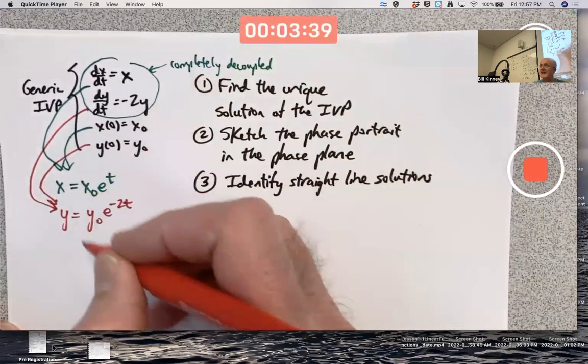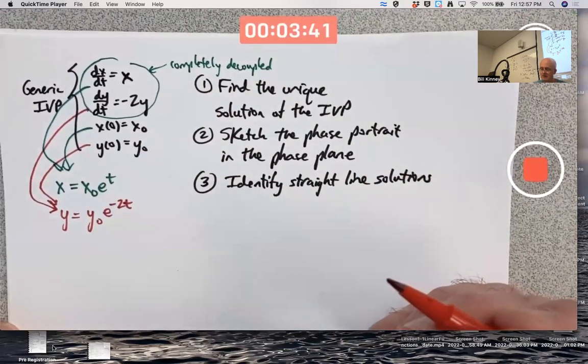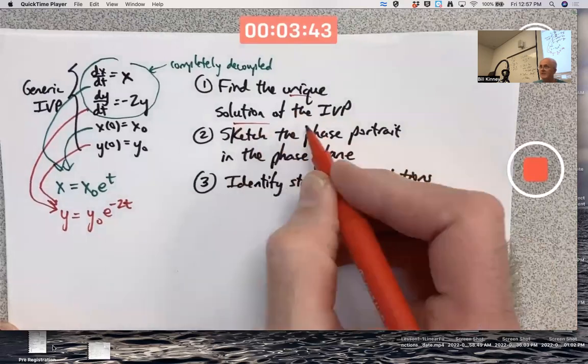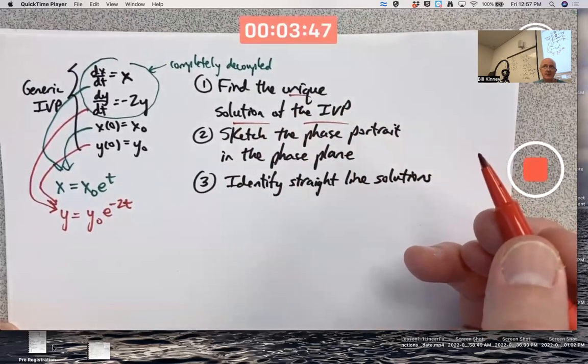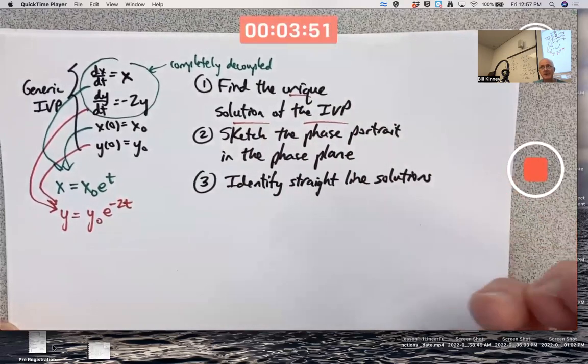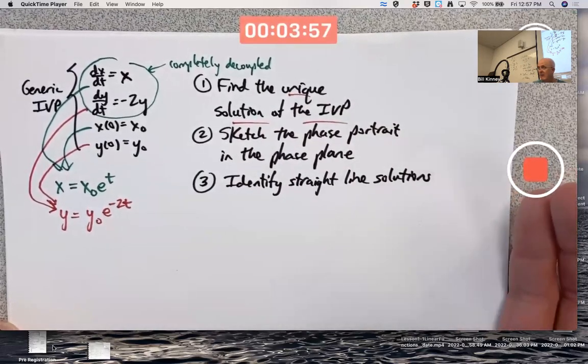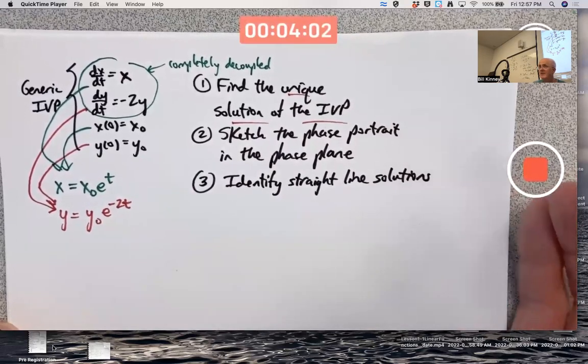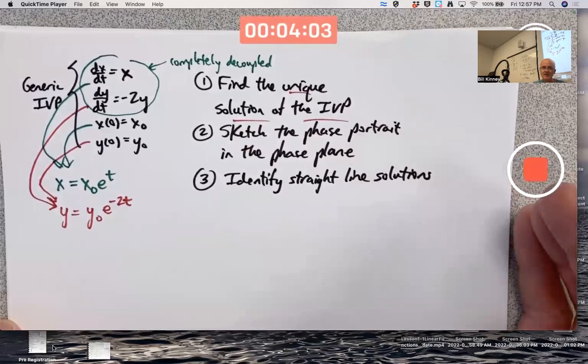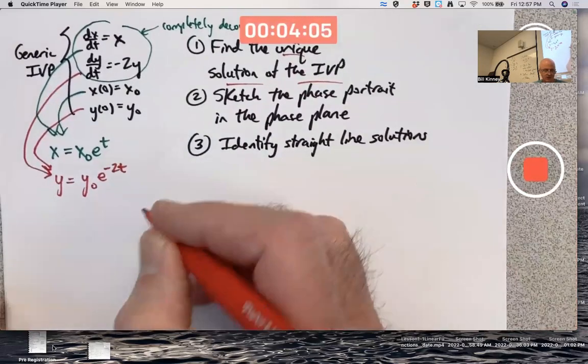So if you put these things together in a vector, you could call that the unique solution of the IVP. You could write it as a point. There's nothing stopping you from writing it as a point. We, in this class, typically write it as a column vector because it's more convenient for the purposes of matrix multiplication. That's the reason why we write it as a column vector. So we go ahead and write the solution.